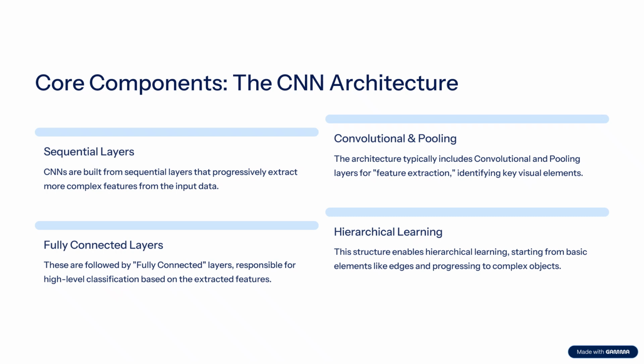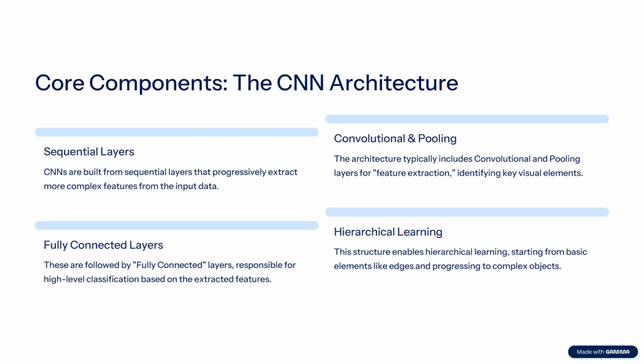The core components of the CNN architecture: sequential layers, fully connected layers, convolutional and pooling, and hierarchical learning. Coming to sequential layers, CNNs are built from sequential layers that progressively extract more complex features from the input data. These are followed by the fully connected layers, responsible for the high-level classification based on the extracted features.